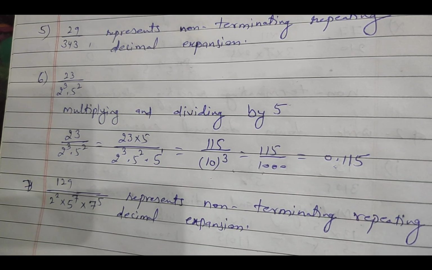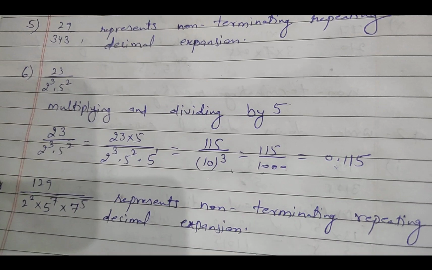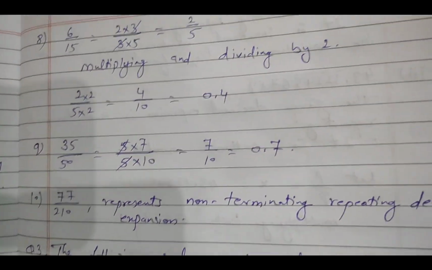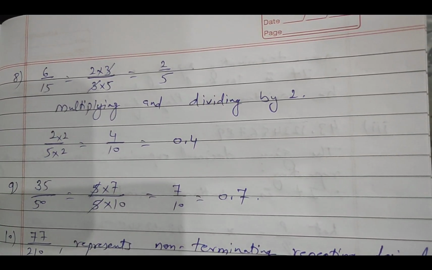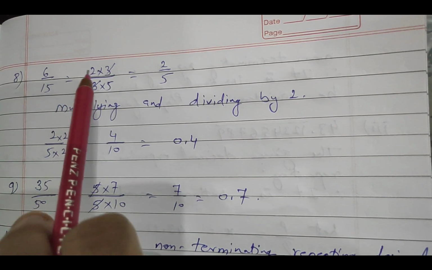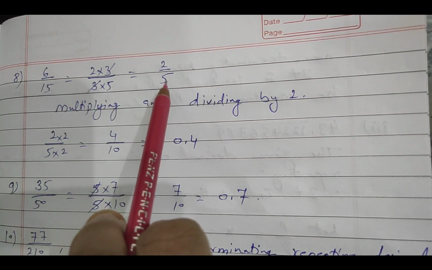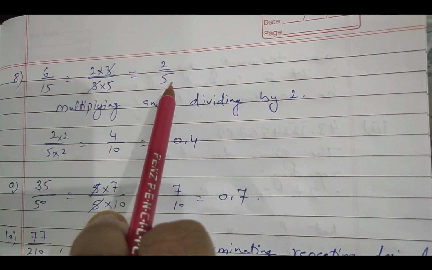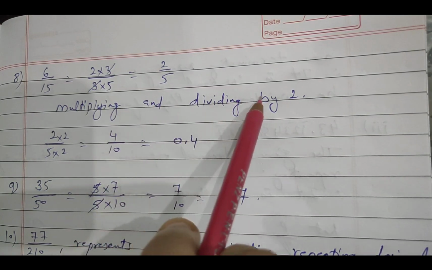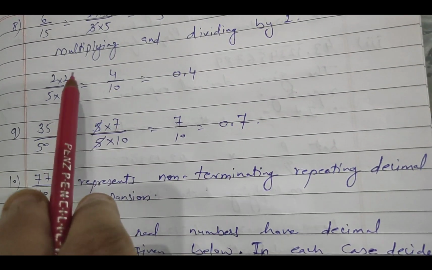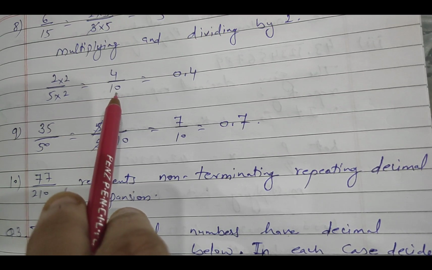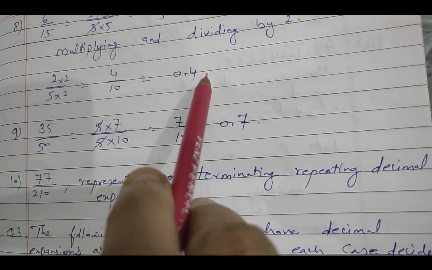Right? Now come to this question. Here as you can see, 7 is there. So it is a non-terminating repeating decimal. No need to do it. Question number 8. 6 upon 15. So 3 gets cancelled. 2 upon 5. So as you can see, for making it 10, what do I need? Only 2. So divide and multiply by 2. It is 4 upon 10. As 1 zero is there, so 0.4.